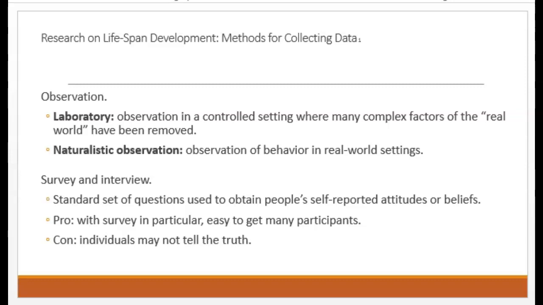Sometimes the most straightforward way to find out about someone is to just ask them. With surveys and interviews, a standard set of questions is used to obtain people's self-reported attitudes or beliefs. It's a good way to get a lot of information from a lot of people in a short period of time. But one drawback is that individuals may not tell the truth, especially if it's about an uncomfortable or embarrassing topic.